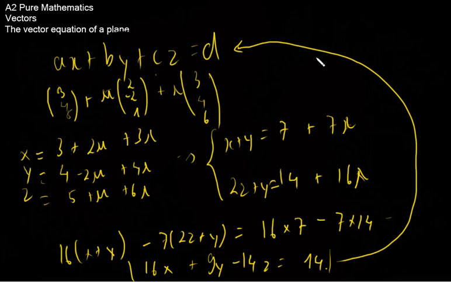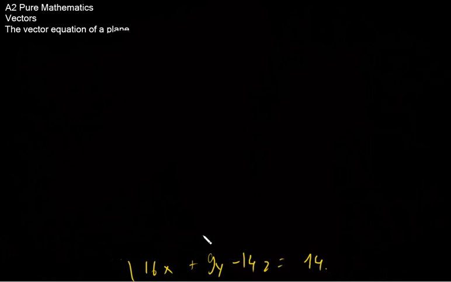So that is what we call the Cartesian form. Usually when we are given a vector equation of a plane, we can always transfer it to this form. And why is this form so important? Let me show you something. From the last example, we have this Cartesian equation. I'm just going to write it here: 16x plus 9y minus 14z equals 14. So this is our equation.